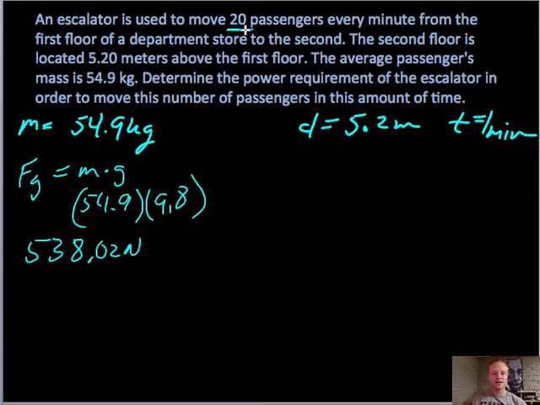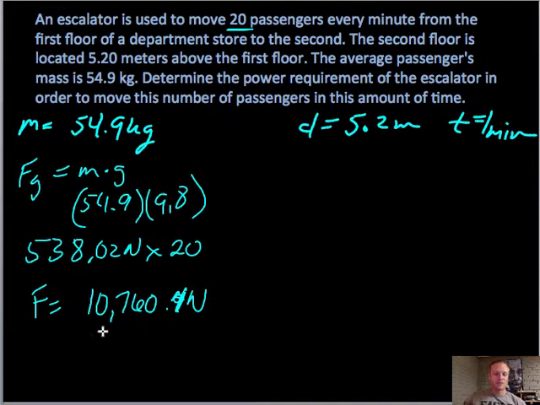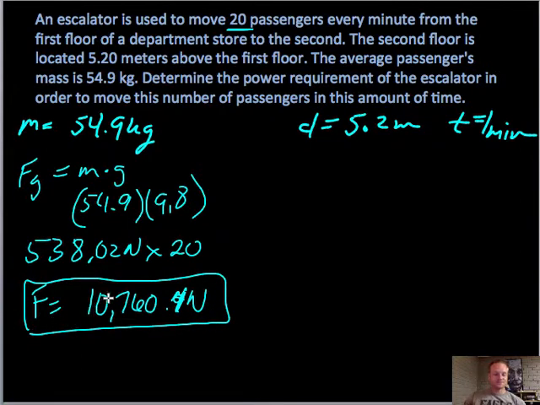Now this problem is telling us that 20 passengers are riding this elevator in a minute. So I'm going to multiply this by 20, so I figure out the total force on all the passengers. And if you multiply that by 20, we have a force of 10,760.4, that's 4, sorry, 0.4 newtons, okay?